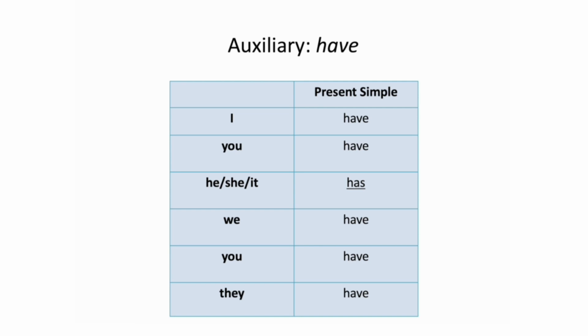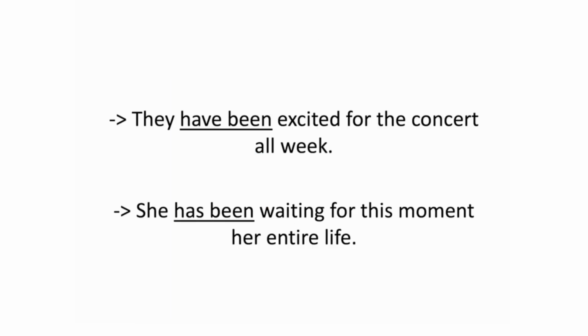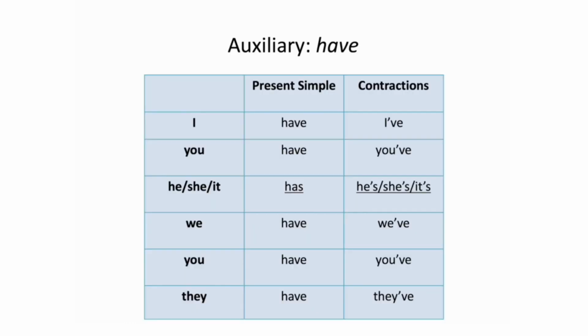Remember to use the correct auxiliary verb when speaking in the present perfect tense. For example, they have been excited for the concert all week. She has been waiting for this moment her entire life. As always, it is common to use contractions with the subject and present tense of have. We use contractions in the following ways.